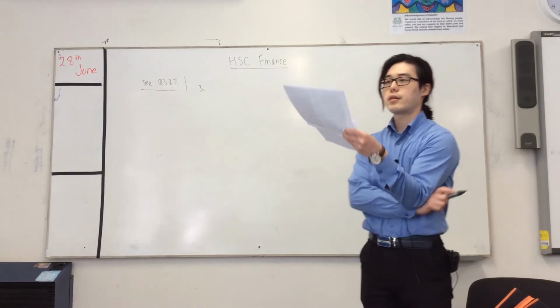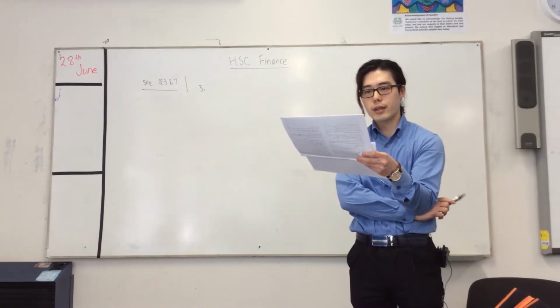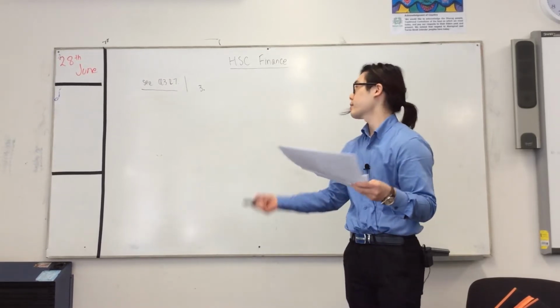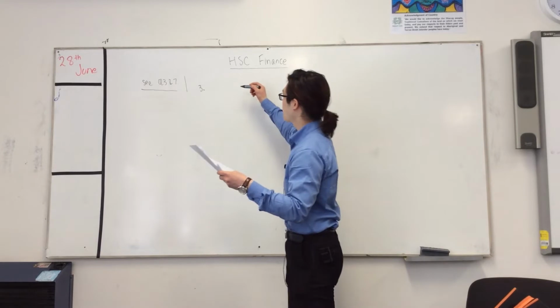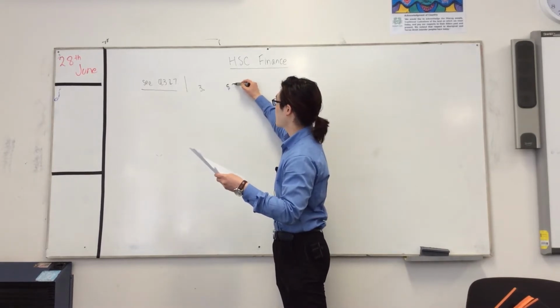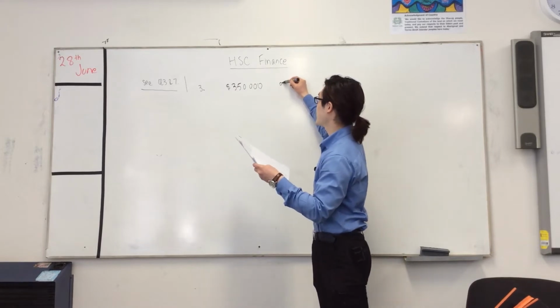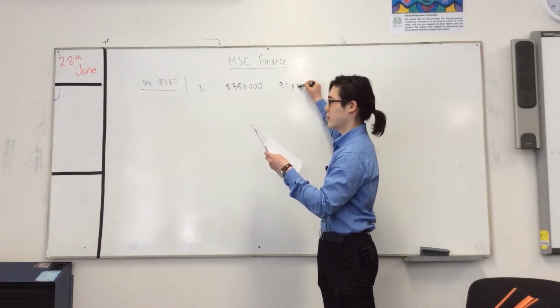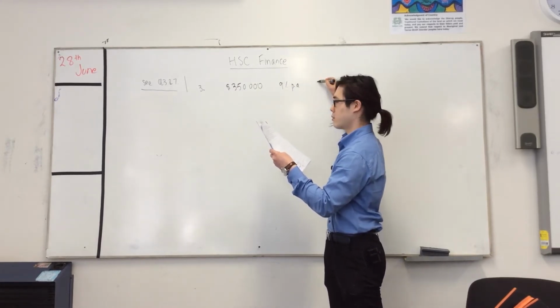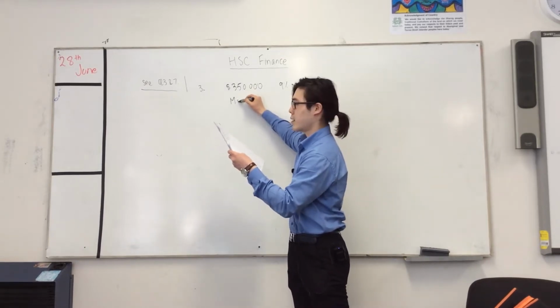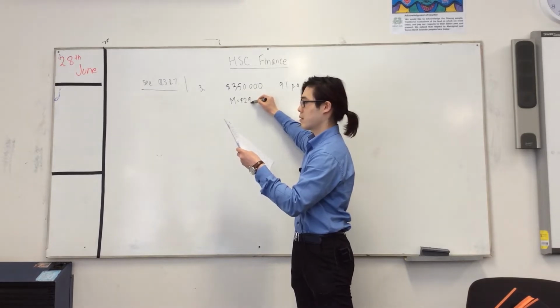Okay, let me read it. One year ago, Daniel borrowed that much. The interest rate is that. I'm just going to write out the details as I read it. So we got 350k. Interest rate 9% per annum. So 25 years. The monthly is given.